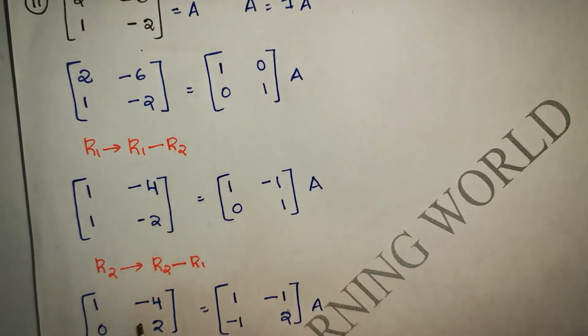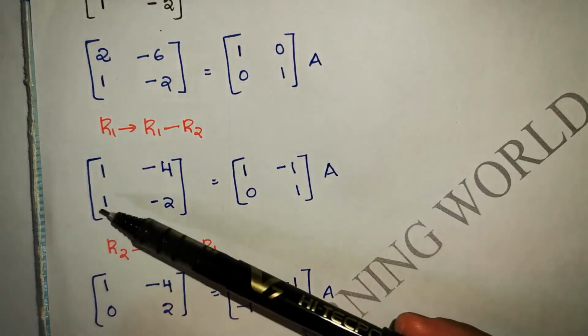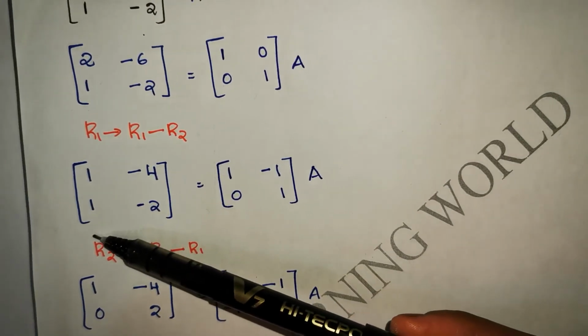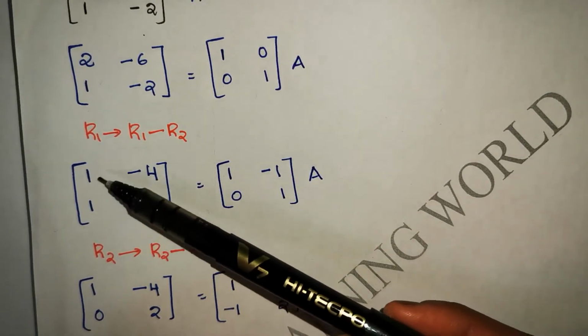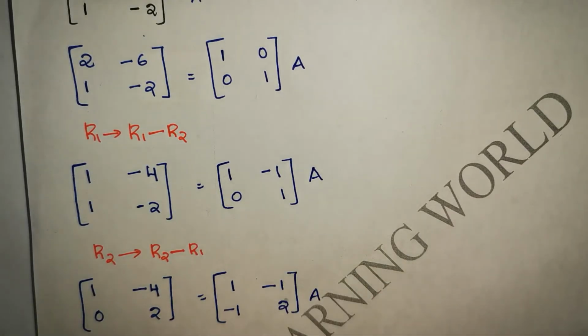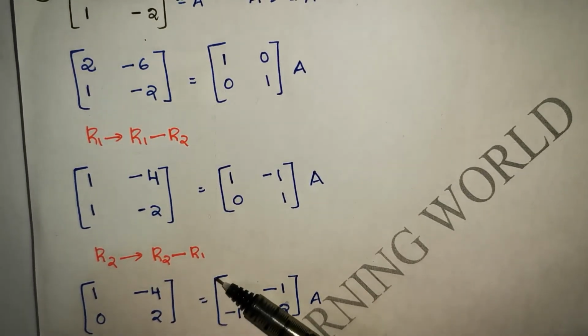Okay, so what is the next operation which I can do, students? I have to make this 0. For making this 0, I can subtract R2 and R1. If I subtract R2 minus R1, I get 0 here. Okay students, I get a 0 here. So I am going to do R2 changes to R2 minus R1.